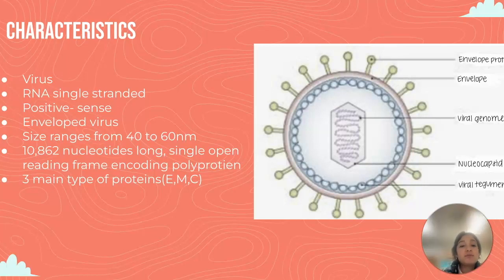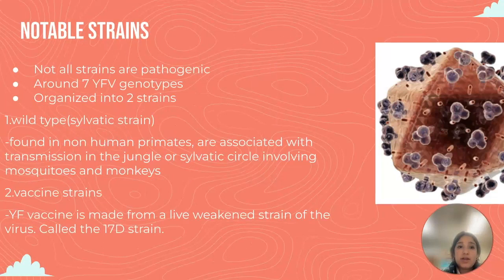There are three main types of proteins in this virus. There's E protein, M protein, and C protein. The E protein is in charge of attaching the virus to the receptors on the host cell. The M protein is helping with the proper folding of the E protein, and the C protein interferes with the cleavage of the long double-stranded RNA, since in our case, this virus does consist of RNA, whereas other viruses may not. Okay, now let's talk about the notable strains.